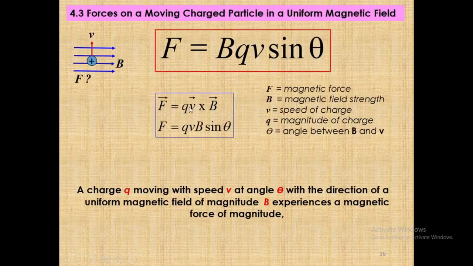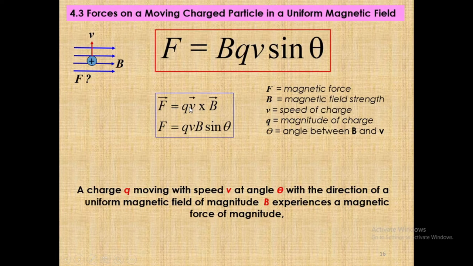Okay, so let's learn about the force on a moving charged particle in a uniform magnetic field. This is the equation of force: F equal to BQV sine theta. We can also write it in vector form, which is F equal to QV multiplied with B, so the magnitude is F equal to QVB sine theta.